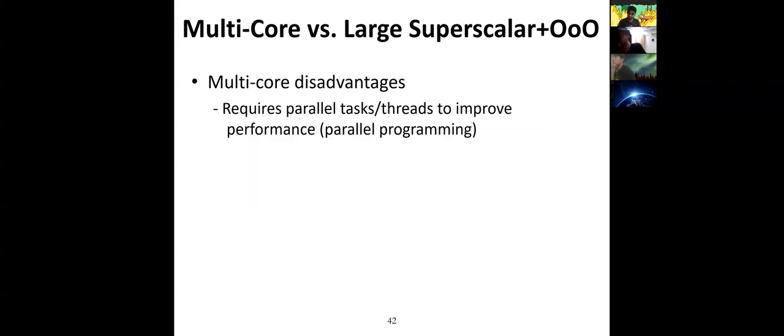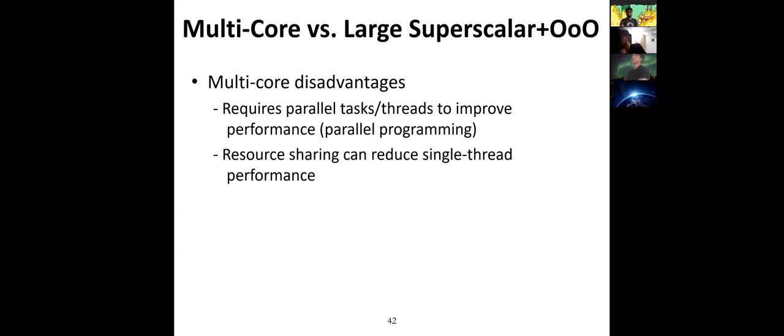And the disadvantages are that it requires parallel tasks and threads, and all of this parallel programming needs to be there. I remember when I was finishing my undergrad, people just started to realize that multi-cores are unavoidable, and the whole curriculum had to change. So students all of a sudden needed to learn parallel programming, which had never been a part of the main curriculum for undergrads before. And now it is needed because otherwise you cannot program those machines.